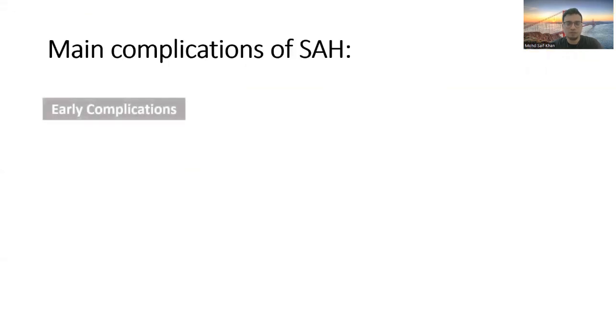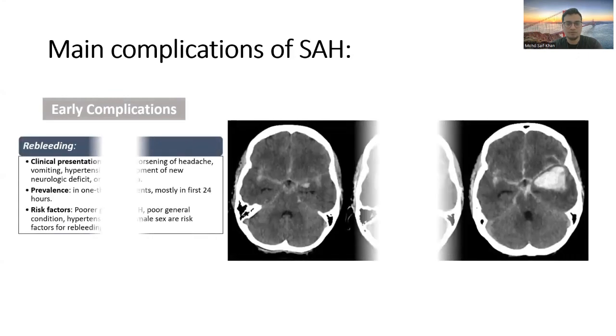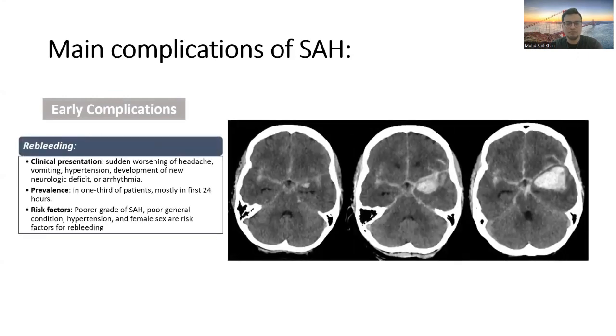Rebleeding is the most common and most immediate problem, which can be seen as sudden worsening of headache, vomiting, hypertension, and sometimes development of a new neurological deficit or deterioration in GCS. Sometimes you will see on the ECG new onset atrial fibrillation, or arrhythmia, or ST-T changes. It is seen in 1/3 of patients of SAH, and mostly in the first 24 hours. That is the most dangerous time, and you need to monitor for rebleeding, which carries a high mortality rate of up to 50%.